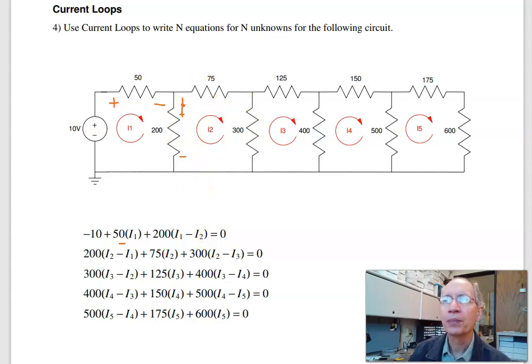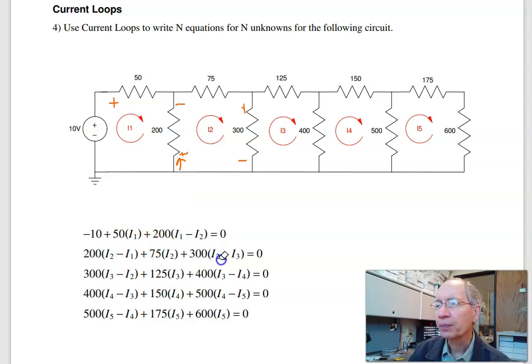Around loop I2. I'm now going up, so this voltage, which is 200 times the current going up, I2 minus I1, this term, plus 75 times I2, plus this voltage, that's 300 times the current going down, 300 times I2 minus I3 equals 0. Repeat for nodes 3, 4, and 5.